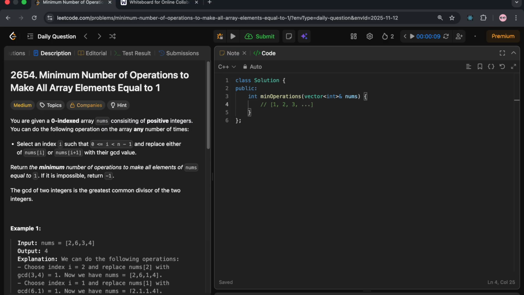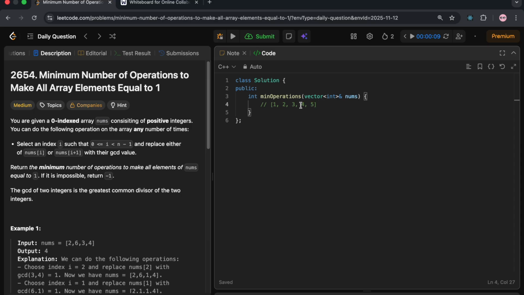Now you can do the following operation on the array any number of times. We will select an index i, such that it should be between 1 to n minus 1, and replace either nums[i] or nums[i+1]. If we are selecting this, we can replace either this or this. That's why it is taking till here, not till the end.